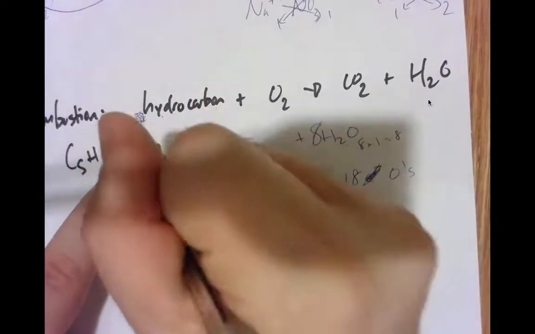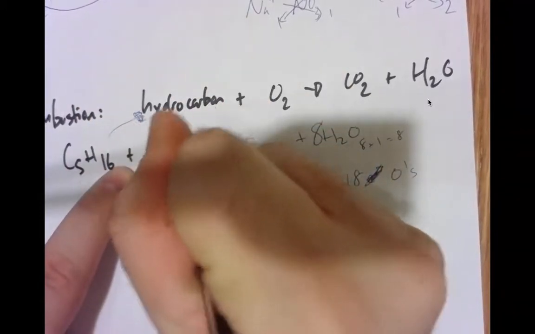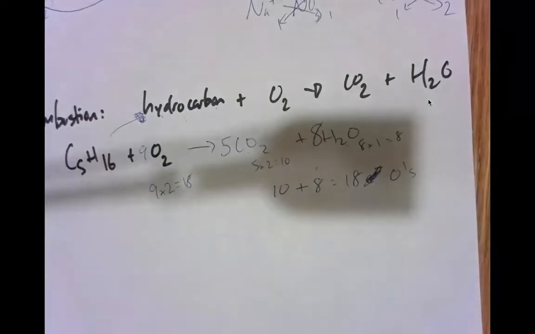So then we ask ourselves, what times 2 is 18? And the answer is 9. So 9 times 2 is 18, so we add a 9 in front.